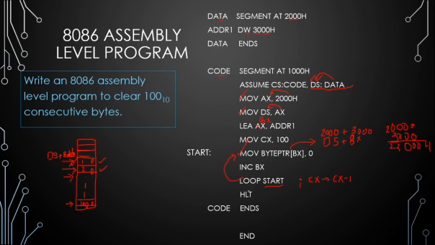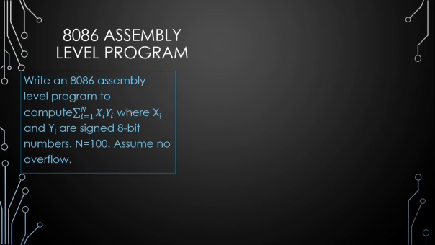There is nothing to be done, so halting the program, and the code is ended and the program is ended. Hope that is clear. So first of all you need to identify what is the logic required. We just have to point to a location and make it 0, and this has to be repeated until 100 locations are cleared. Okay, so let us move on to the next program.